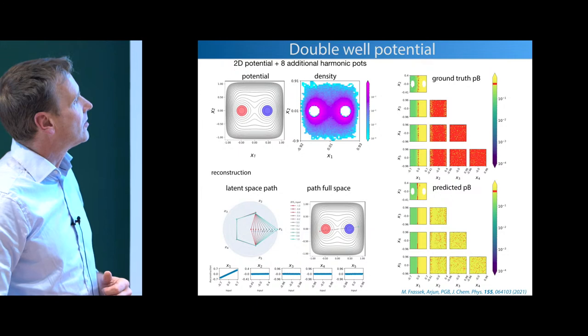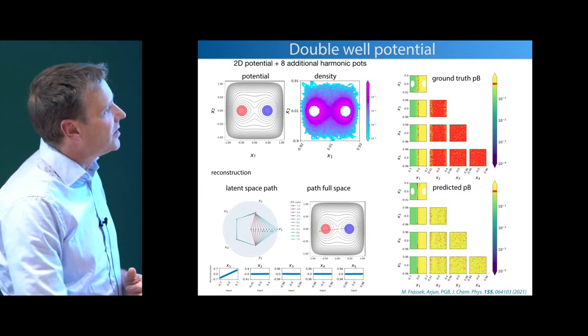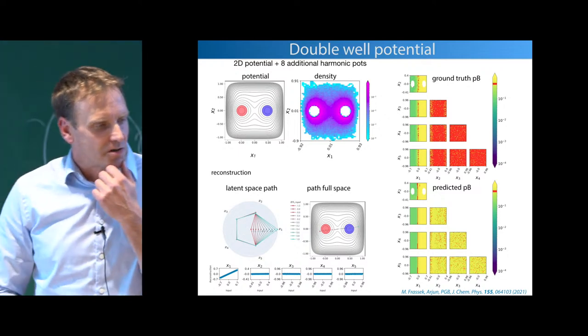And all the others are not so important. So the latent space really looks like a straight line. And indeed, that's what it does. So very good, that works.